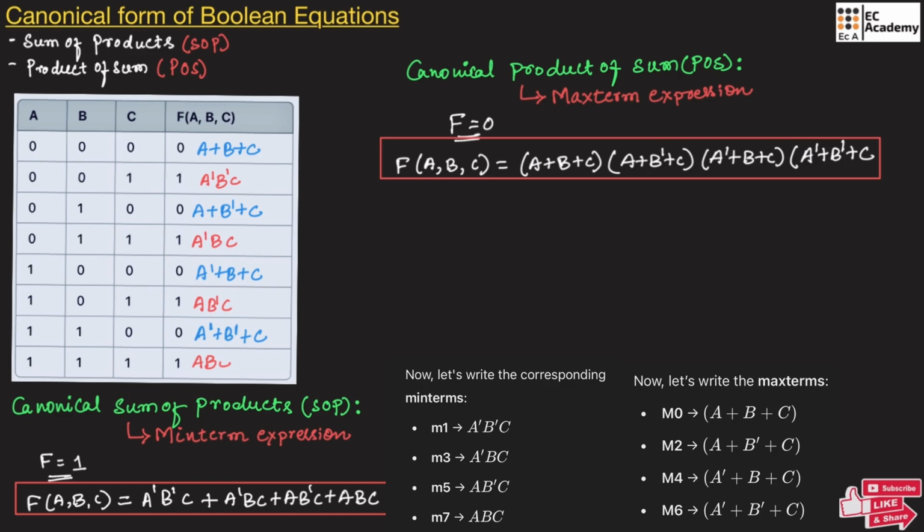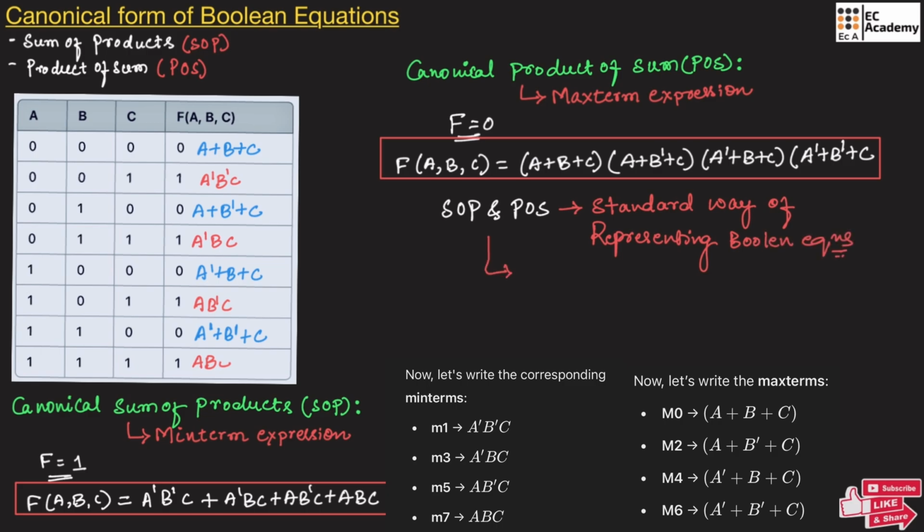Here you need to remember the SOP and POS forms are the standard way of representing the Boolean equations, and these equations are helpful in digital logic design because these are standard ways of representing the Boolean equations. This is about canonical form of Boolean equations. Hope you have understood the topic. Thank you.